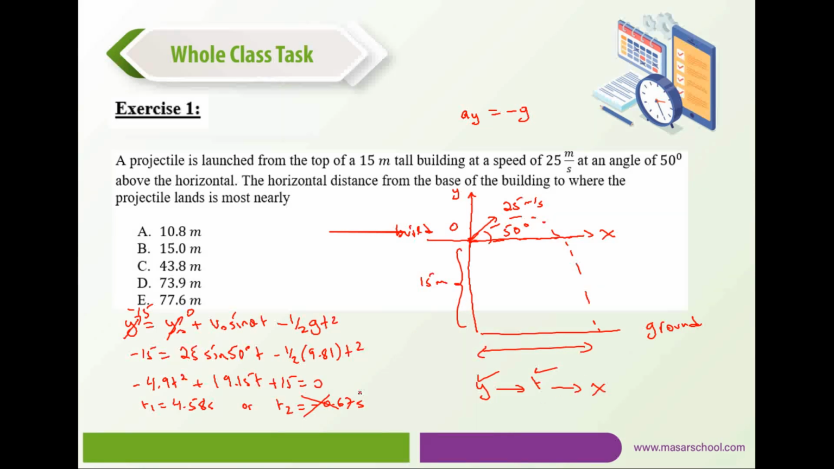X is given by x0 plus v0 cosine theta t. The initial horizontal position is 0. The initial speed is given by 25, and the angle is 50 degrees, and the time, now we know it's 4.58. Plugging that on the calculator, we're gonna get a value which is given by 73.59 meters, and the closest to that would be D.